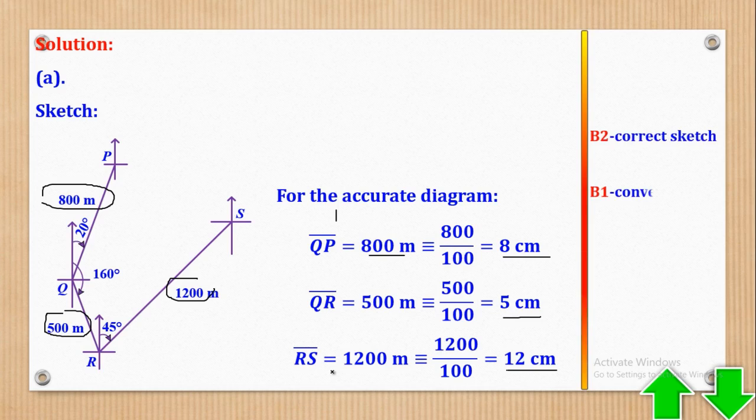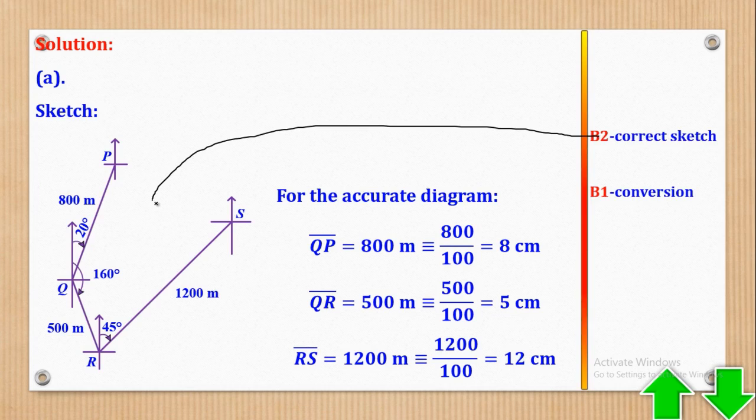So let's see how much can be awarded for this slide before we go to the next slide, where we shall draw the accurate diagram. B2 for the correct sketch and B1 for correct conversion. So all these conversions have to be correct. Next, we shall draw this accurately using these values. Where there is 800 meters, we shall measure off 8 centimeters. Where there is 500 meters, we shall measure off 5 centimeters. And where there is 1200 meters, we shall measure off 12 centimeters.